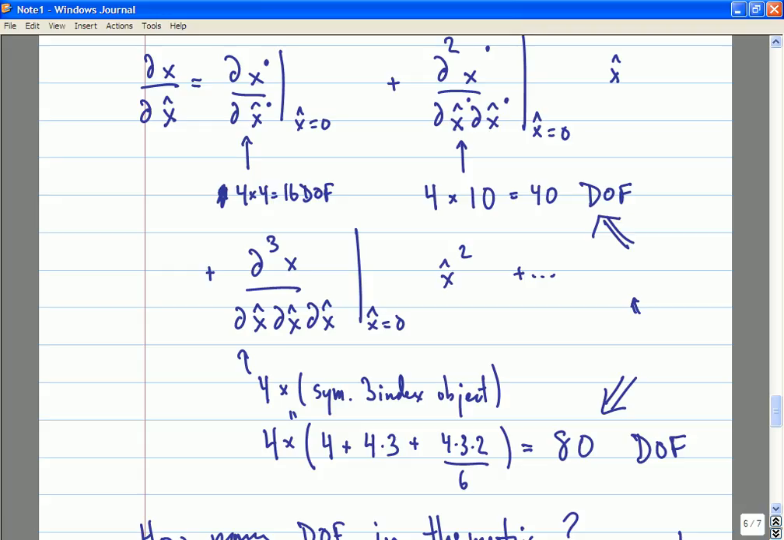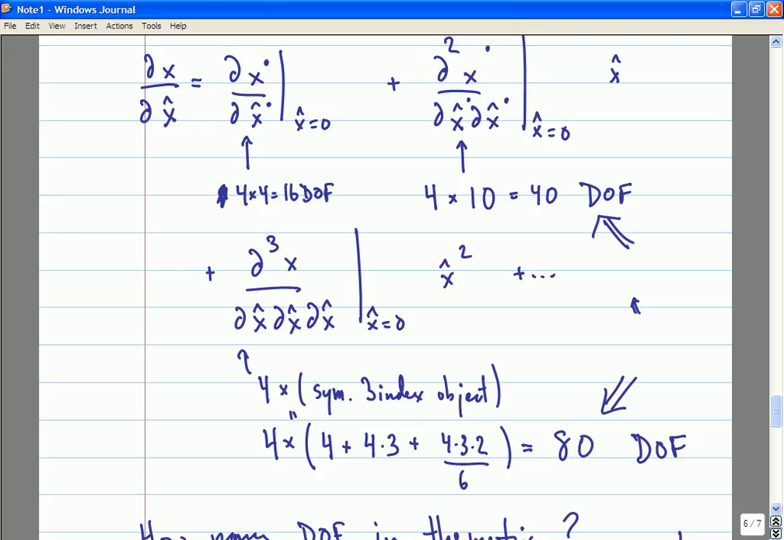At the next order, x hat cubed, you would have 4 times the number of degrees of freedom in a symmetric 4-index object. So you just have to do that computation. I don't remember how many degrees of freedom there are in a symmetric 4-index object. But the difference of those two would be the number of degrees of freedom in the first derivative of the Riemann tensor. But the first derivative of the Riemann tensor, as we will see, actually obeys some non-trivial identity known as the Bianchi identity. So that matching will all work out, but I'm not going to do it explicitly.